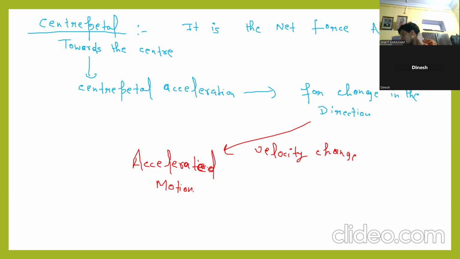If it is clear, then I think you have no problem. There is a net force that is acting towards the center, and this force is responsible for the change in direction. It is also responsible for the circular path. This circular path is only because of this. Otherwise, it would move in a straight path. If this particle is moving in a straight path like this, who is taking it in a circular path?